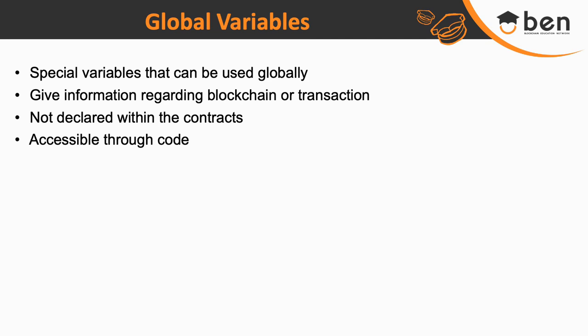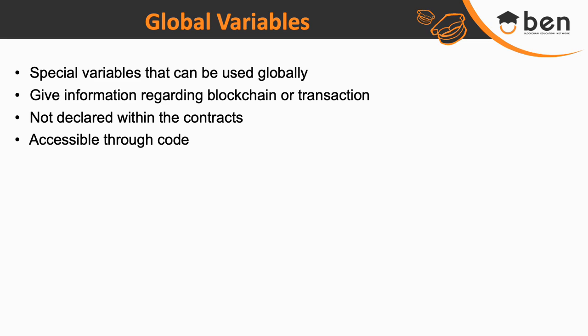As we had discussed, local variables needed to be declared inside the functions, right? And state variables were declared outside the function at the contract level. But in the case of global variables, you do not need to write a declaration statement for them. They are available to us directly. You can directly use them.